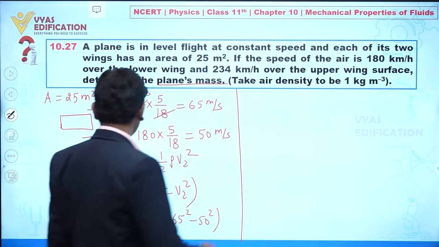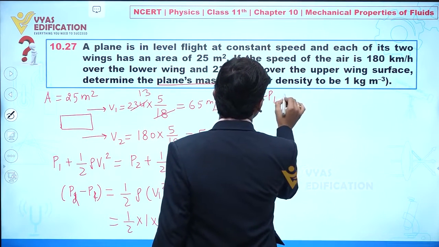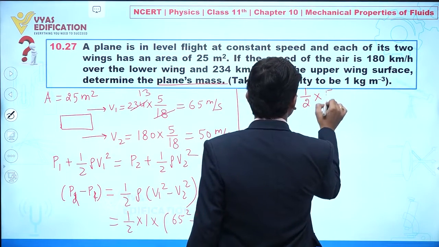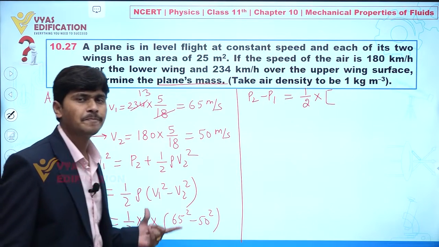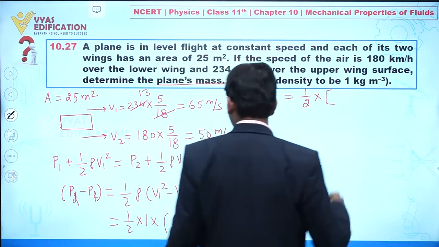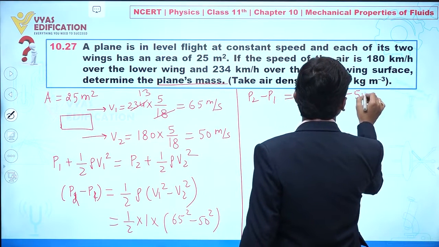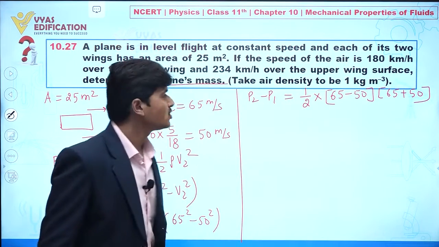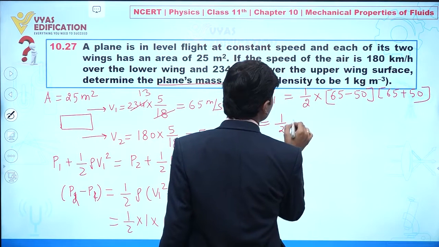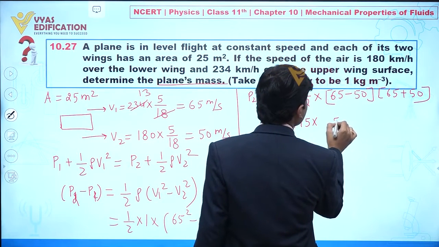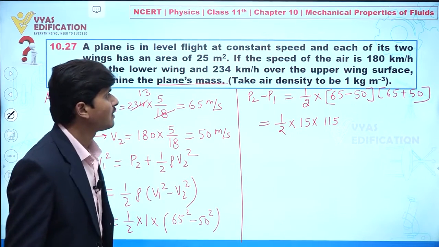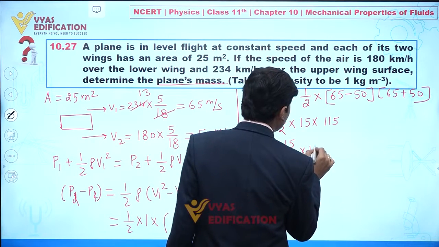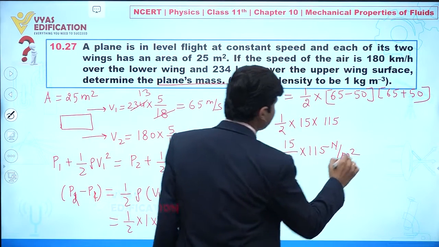Now we can write P2 minus P1, clear. So P2 minus P1 is equal to 1 by 2 multiplied by, I can write here, A square minus B square, so this is equal to A minus B into A plus B, clear. So A minus B is 65 minus 50 and A plus B is 65 plus 50, clear to you. So from here this is 1 by 2 into 15 into 115. So we can write 15 by 2 into 115 Newton per meter square, clear.